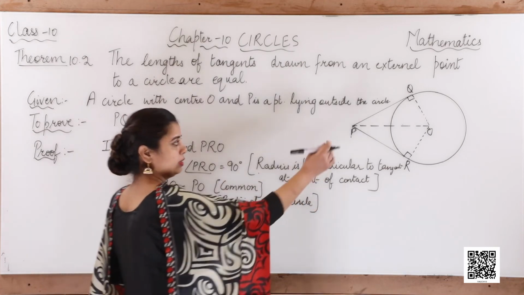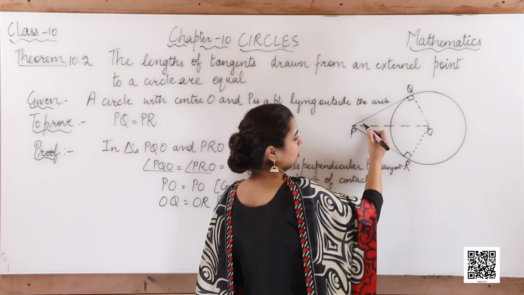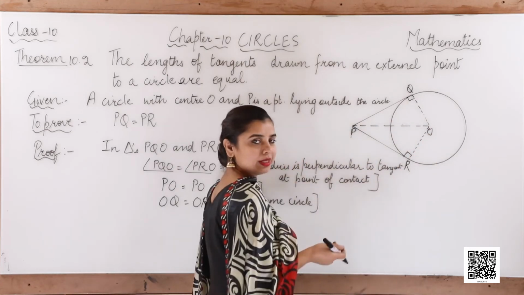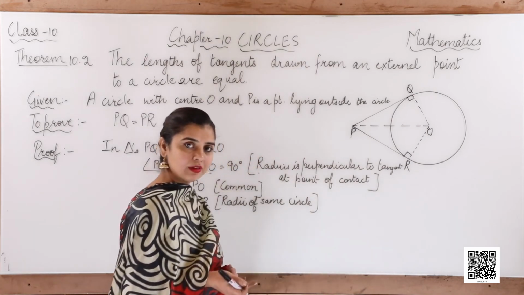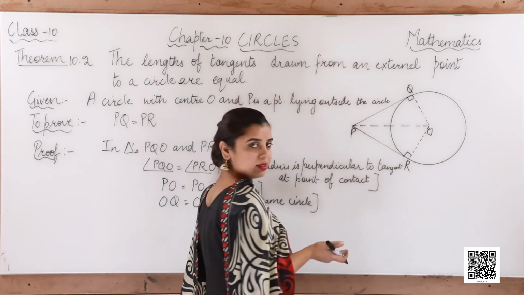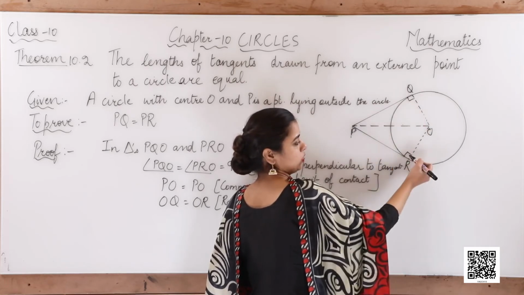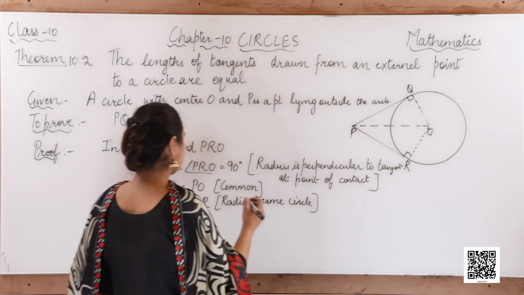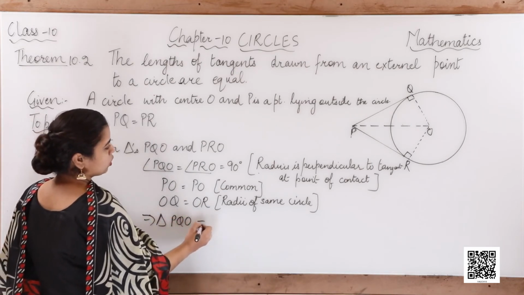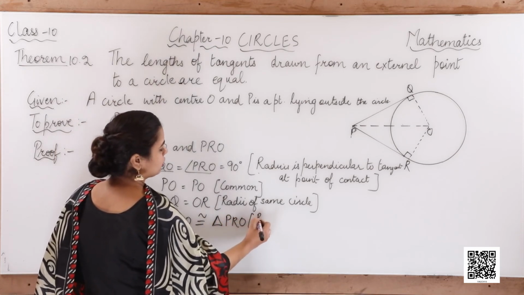So we have two triangles in which three parts are equal. One is the 90-degree angle, this side which is common, and these two which are radii of the same circle. Can you tell me which congruency will be applied here? Of course, ASS is not an option. We know that it is not a congruence rule. So we can apply right angle hypotenuse side. So we can say that triangle PQO is congruent to triangle PRO by RHS rule.